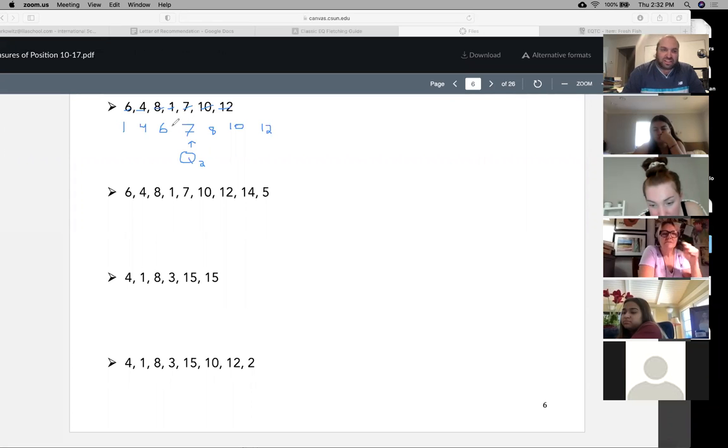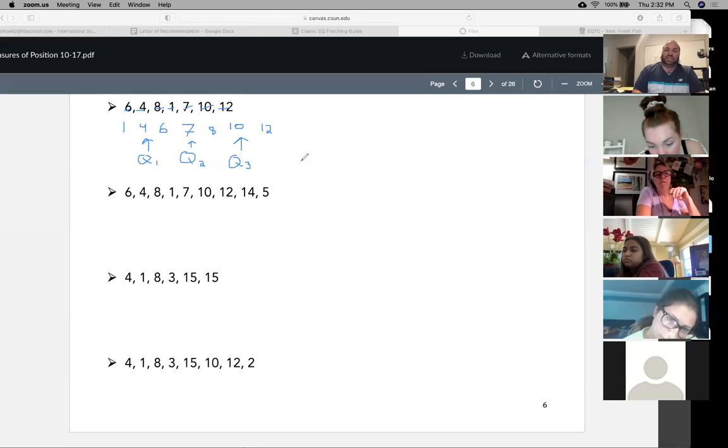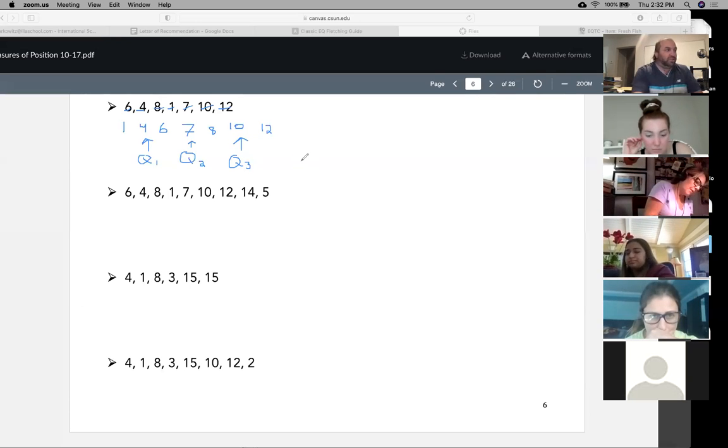Then you look to the left of 7. You never include Q2. You always look to the left of 7 and find the median of that. What's the median of 1, 4, 6? 4. So Q1 is equal to 4. And then you look to the right of 7 and you take the median of those. 10. And therefore Q3 is equal to 10. So you have Q1 is 4, Q2 is 7, and Q3 is 10. Go ahead for a moment and do the next one.